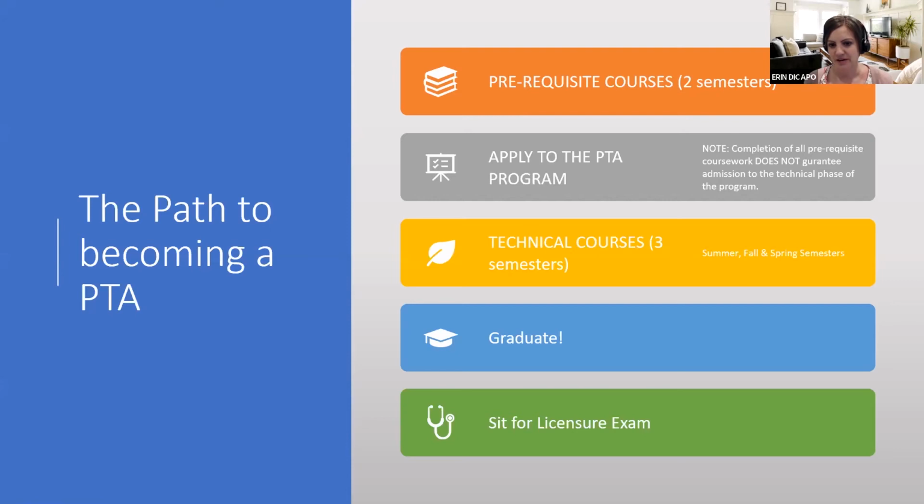But if you are then accepted to the PTA program, there are 3 consecutive semesters that are the PTA specific coursework. So a summer, a fall, and a spring semester. And then graduation, you'll take a licensure exam, and that's the point that you can start practicing as a PTA.